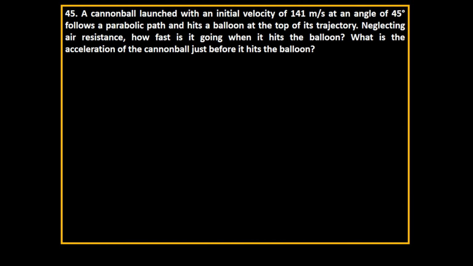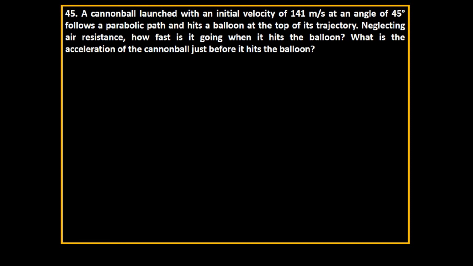A cannonball launched with an initial velocity of 141 meters per second at an angle of 41 degrees follows a parabolic path and hits a balloon at the top of its trajectory. Neglecting air resistance, how fast is it going when it hits the balloon?